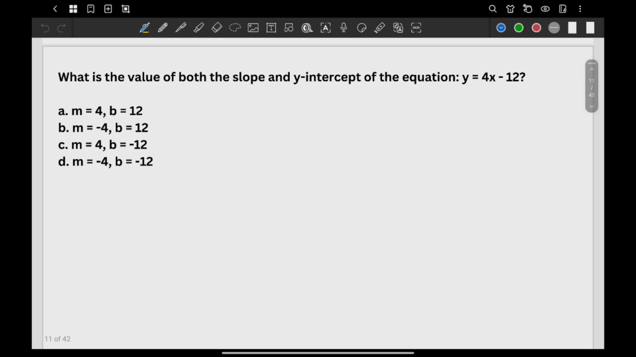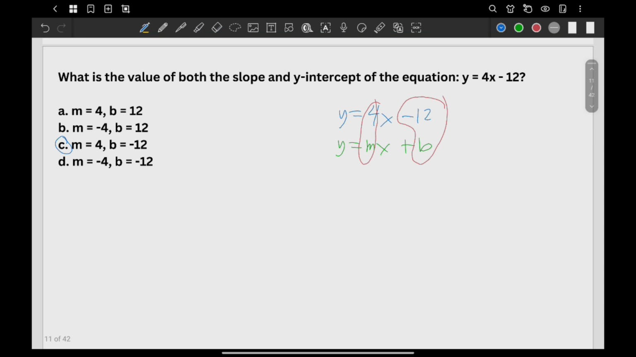What is the value of both the slope and the y-intercept? Again, this question is so simple, right? Also, this is in your IXL. So, y is equal to 4x minus 12. Remember the template, our slope-intercept form? Our slope-intercept form is written as y is equal to mx plus b. What does it mean to say? It means the value of our b is negative 12 and the value of our m is 4. So the answer here should be letter C. M is 4 and b is negative 12.